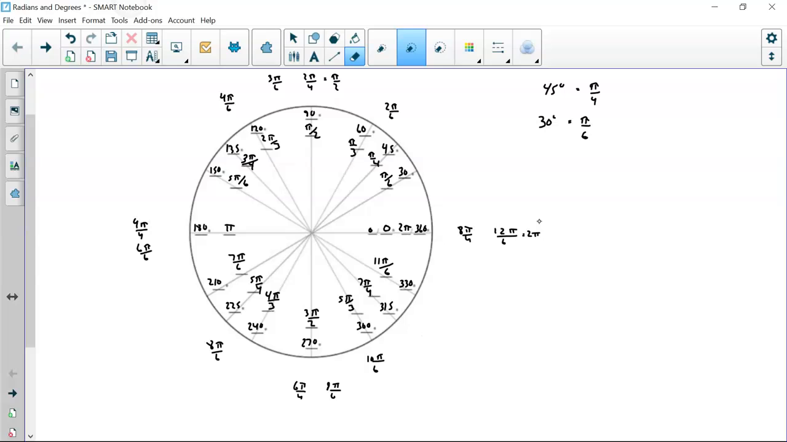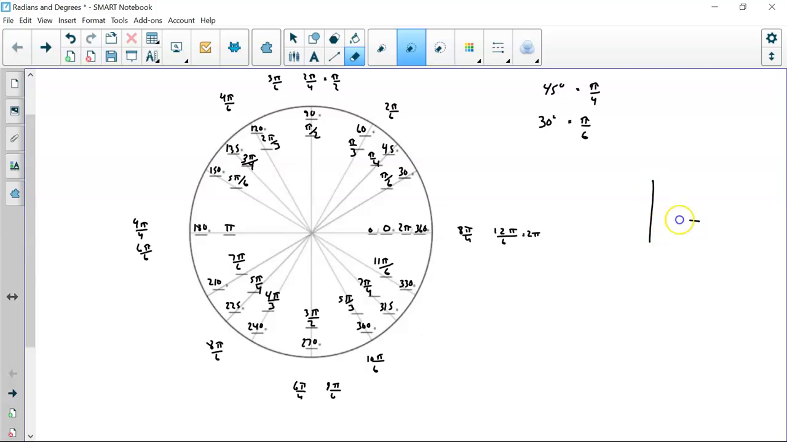If you notice, the ones that are evenly divisible by 60 are pi over 3. For 120, 2 pi over 3. 240 is divisible by 60, 4 pi over 3. 300 is divisible by 60, 5 pi over 3. Not a coincidence there. Pi over 6 is divisible by 30: 150, 5 pi over 6, 7 pi over 6, and 11 pi over 6. That's how I work with the unit circle.